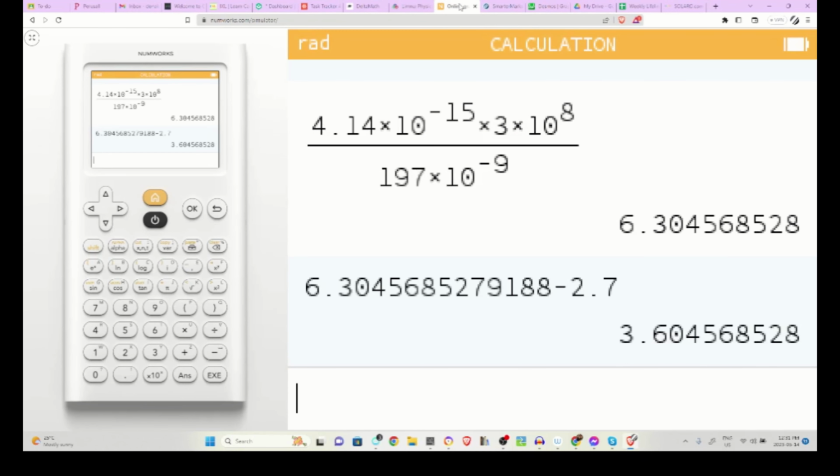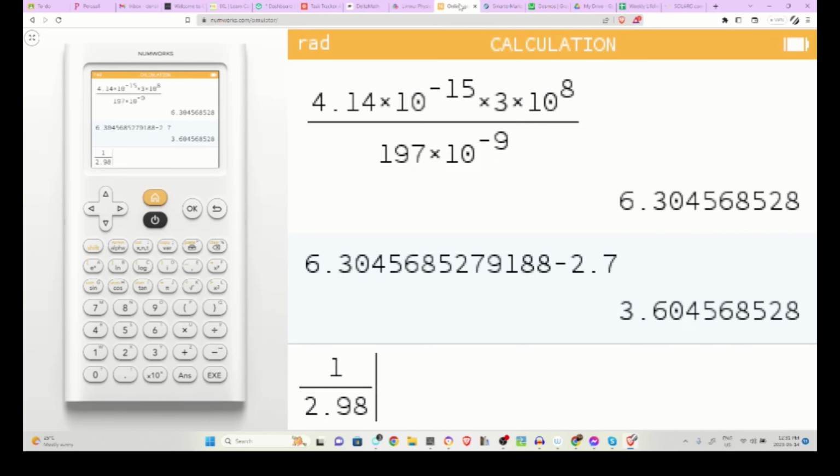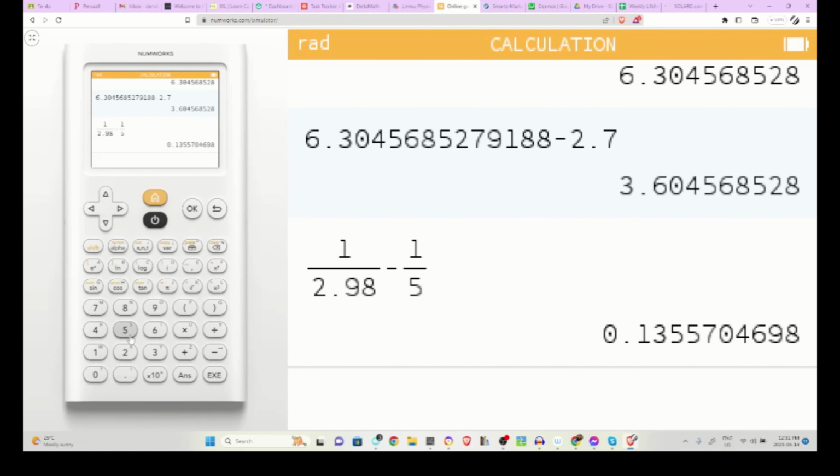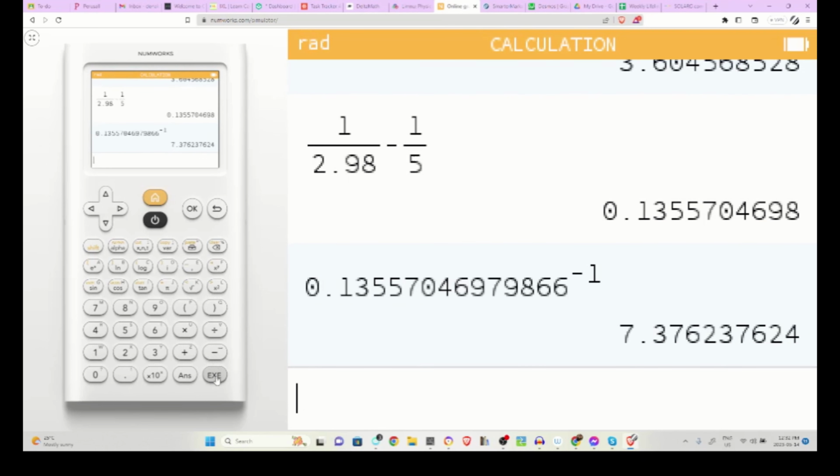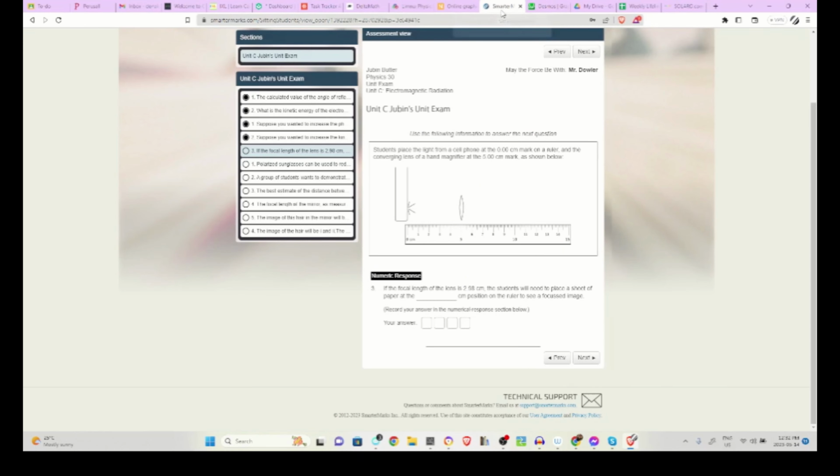So again, with this calculator, 1 over 2.98 minus 1 over 5.00. And then we will reciprocate that answer. Does this have a simple reciprocal button? I think I'm going to have to go answer to the negative 1. I think this is one of the few calculators that actually takes the minus as the negative. So that is giving us, to 3 sig digs, 7.38 centimeters.